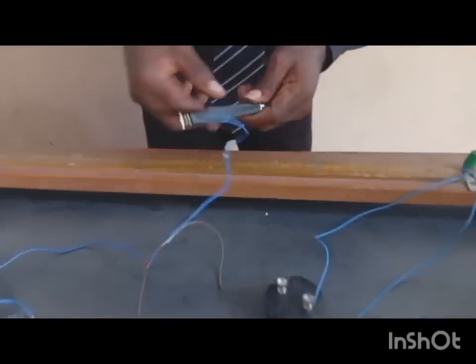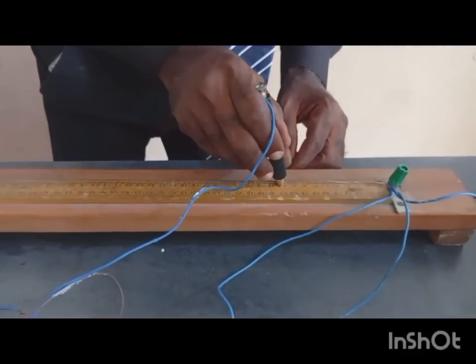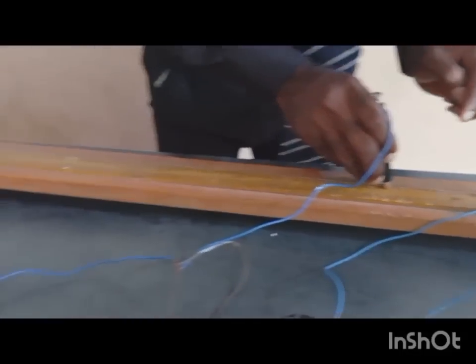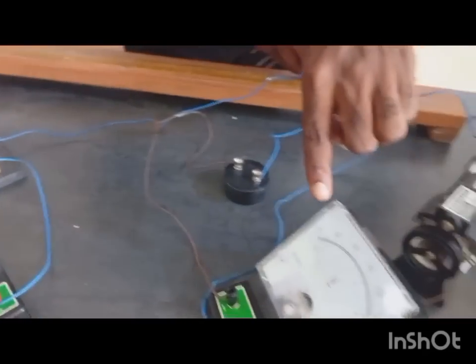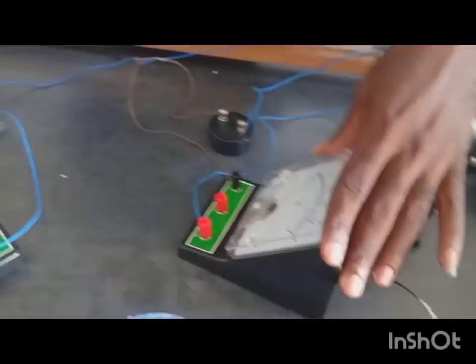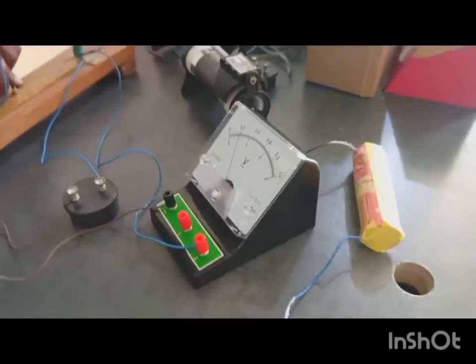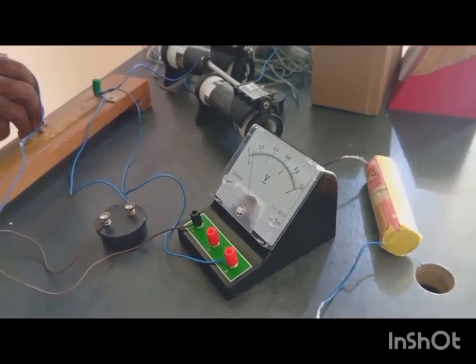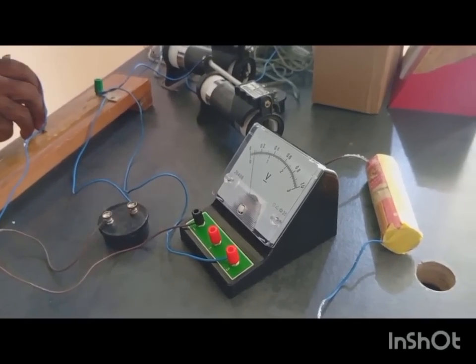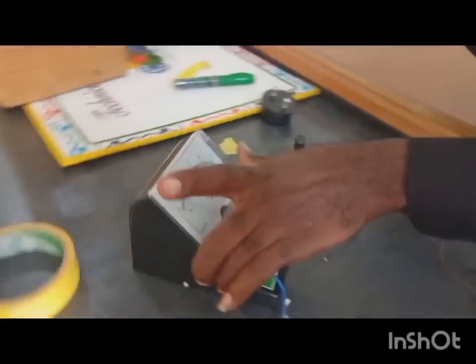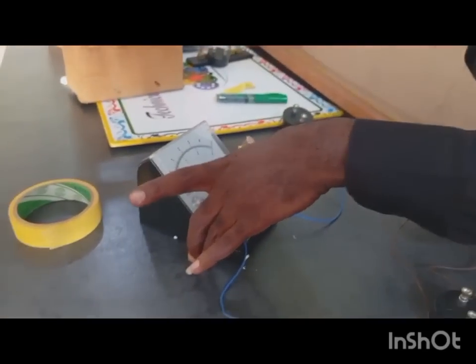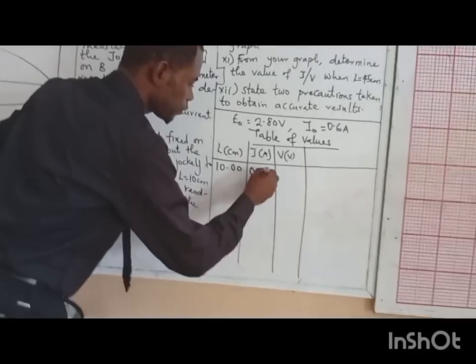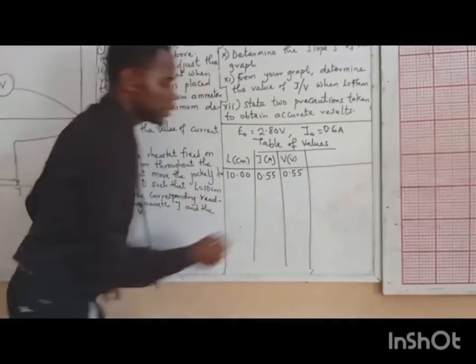So let me go to when L is 10. What will I see when L is 10? Alright, camera, go to my voltmeter. Let me move it closer to myself to see. I can see 0.55 as my volt. Let me check my current. I'm also seeing 0.55. That's what I saw.